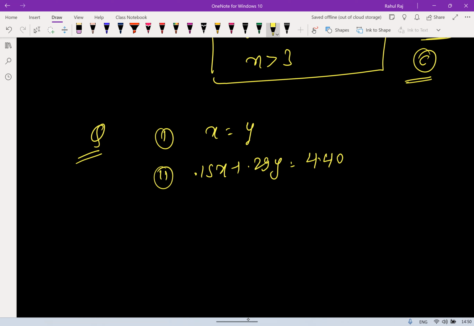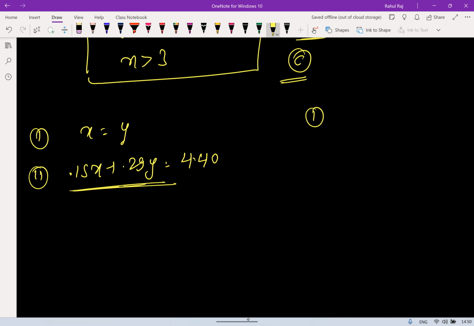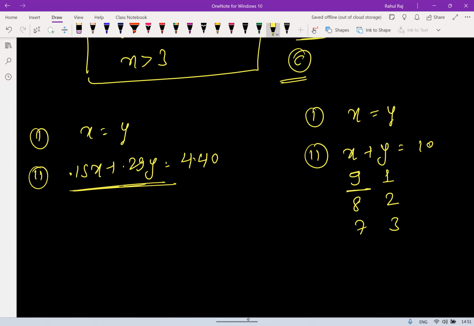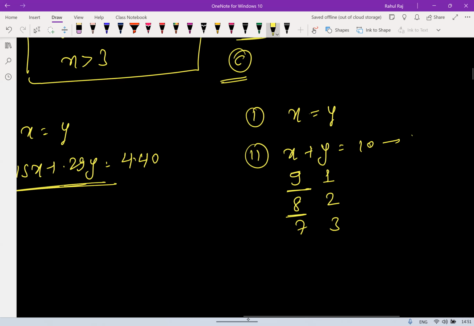Did you try evaluating this? Imagine statement 1 is x equals y, and statement 2 is x plus y equals 10. Here you will 100% try and evaluate: x can be 9, y can be 1; x can be 8, y can be 2; x can be 7, y can be 3. The moment you get two different values of x, statement 2 is not sufficient. Now, because both statements are individually not sufficient, you combine and check.